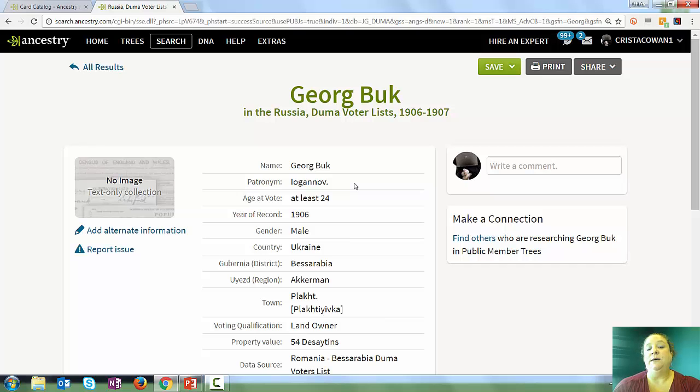Now, in a lot of countries, they didn't have surnames. In this case, this individual has a surname, but he also has a patronymic name, which means this is the name of his father. You'll see he's eligible to vote. It just says he's at least age 24. He could be 76. We don't know. We just know he's older than 24.